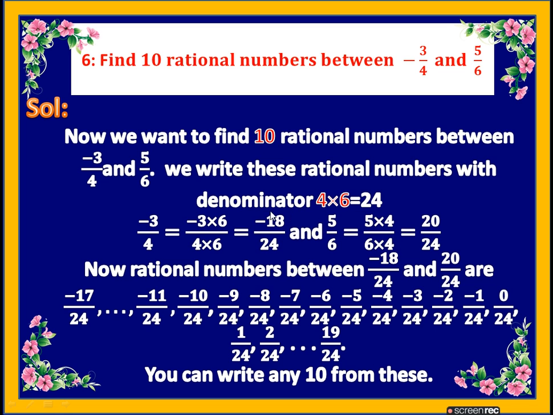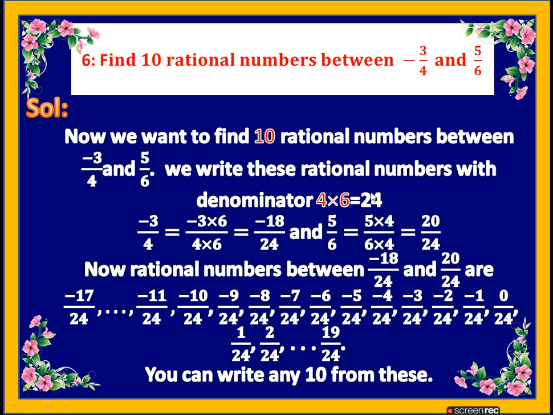Now we have two numbers, -18 by 24 and 20 by 24. So the rational numbers between -18 by 24 and 20 by 24 are -17 by 24, -16 by 24, -15 by 24 and so on, -11 by 24, -10 by 24 and so on, -1 by 24, 0 by 24, 1 by 24, 2 by 24 and so on, up to 19 by 24. You can write any 10 from these. So many numbers are there, you can write only 10 numbers from these.